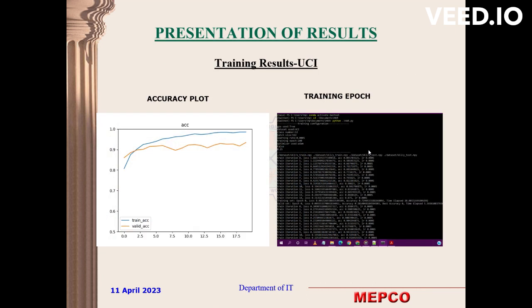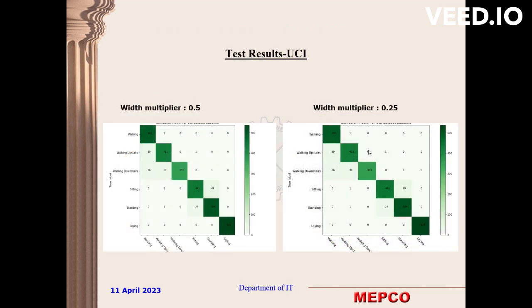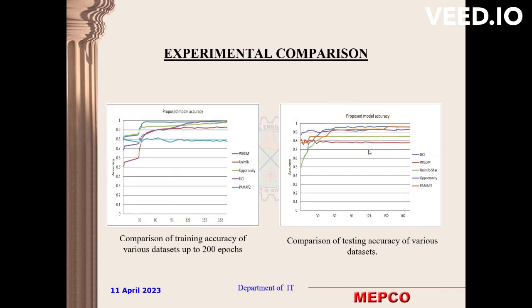This is the output of the model. While training, the accuracy of the model is plotted like this, and the training output is also given here. While testing the model, the confusion matrix is generated, where in this example, for the width 0.5 and 0.25, the confusion matrix of the UCI HAR dataset is given. In the GUI output, basic activities like walking upstairs, walking downstairs, and sitting are displayed in the GUI using the dataset.